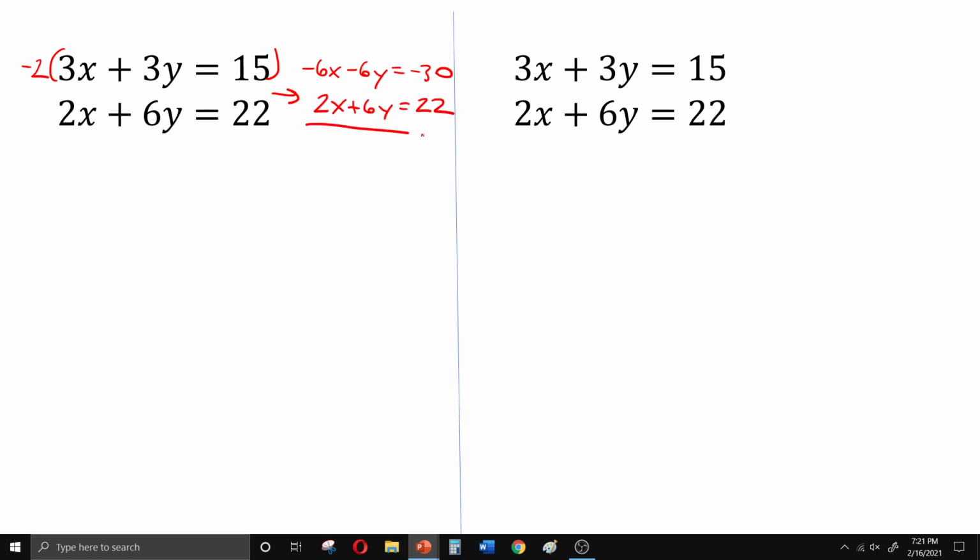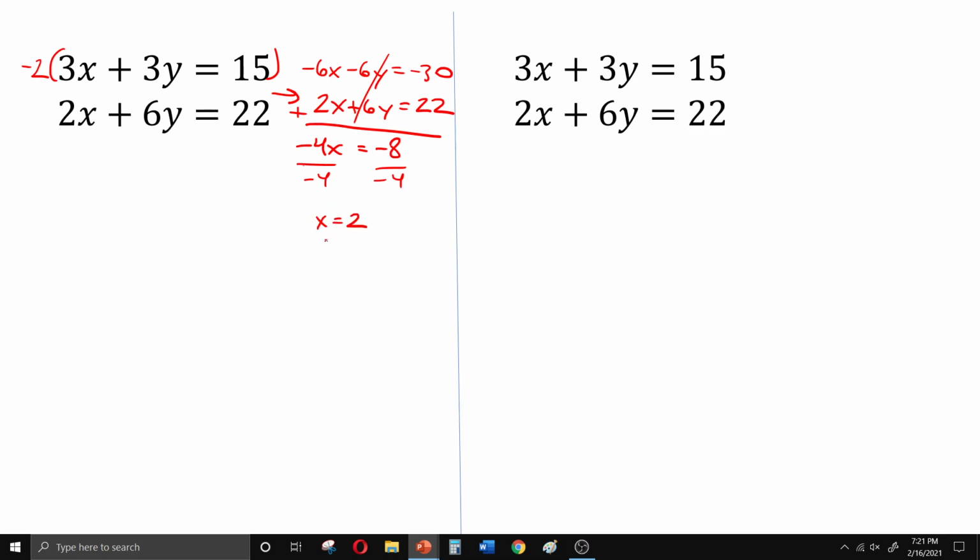Well, now if I add these together, okay, that's going to give me negative 4x. And that's going to give me nothing, right? That's just going to go away. And then negative 30 plus 22 rather is negative 8. And then I'm able to solve, okay, and get x equals 2.